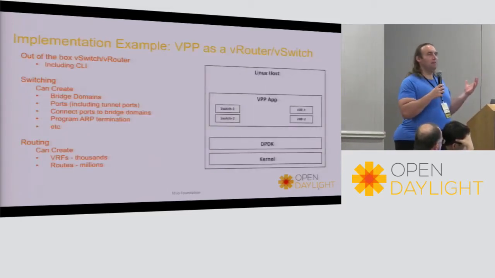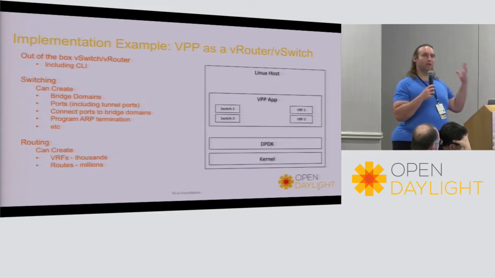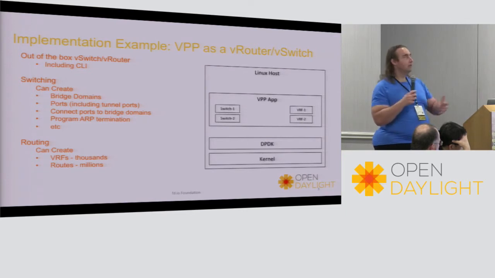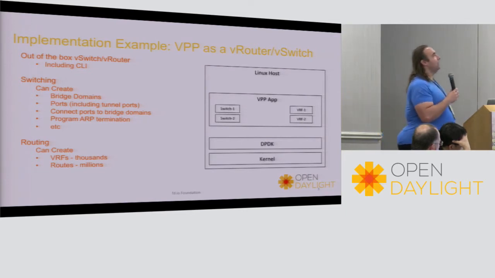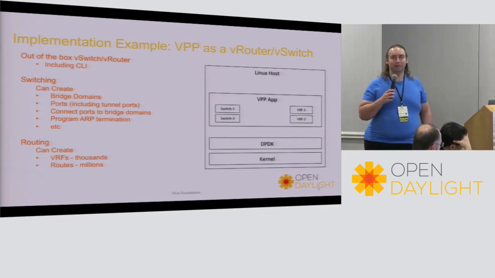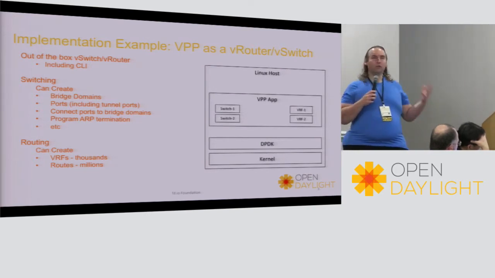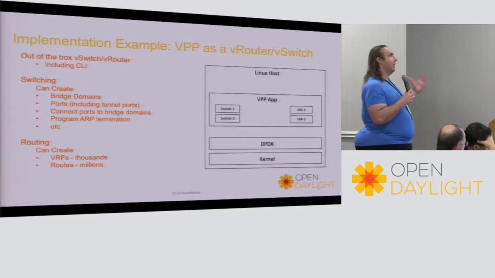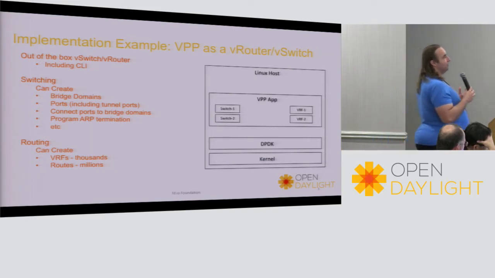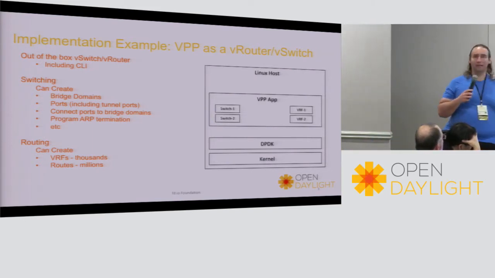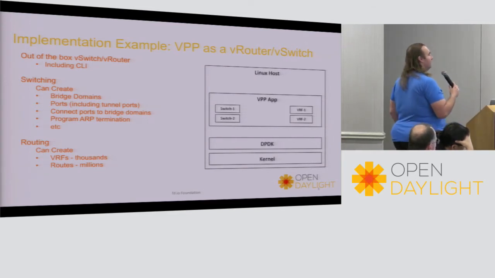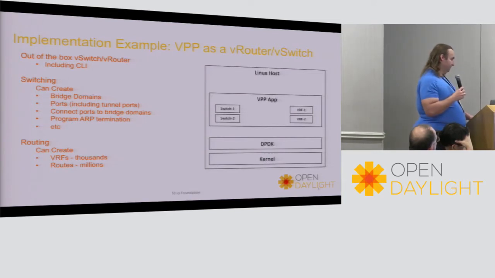I talked a lot about VPP last session. I'm not going to talk so much about it here. There's a ton of information available, and I'm happy to talk to people afterwards. But VPP basically gives you a vRouter vSwitch out of the box. It can do, you know, bridging. It can do virtual bridge. You can do bridge domains. You can stand up tunnels and connect them to bridge domains. You can program ARP termination. You can program static bridge table entries. You can program thousands of VRFs with millions of routes. And it continues to perform even at scale.